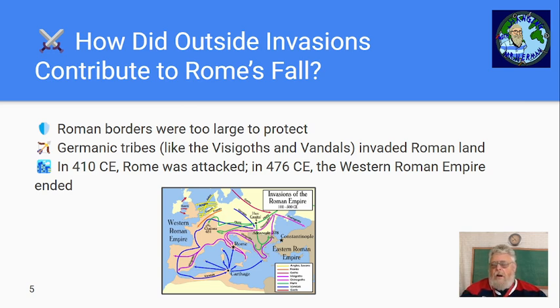While Rome was falling apart on the inside, it was also under attack from the outside. The empire had long borders that were hard to defend. Germanic tribes, like the Visigoths and Vandals, crossed into Roman lands.